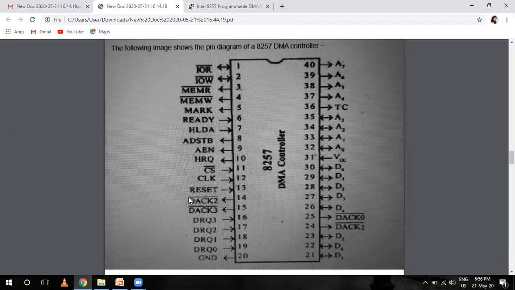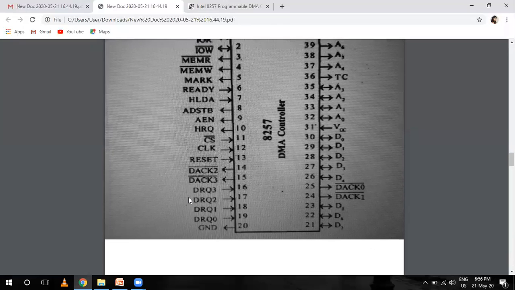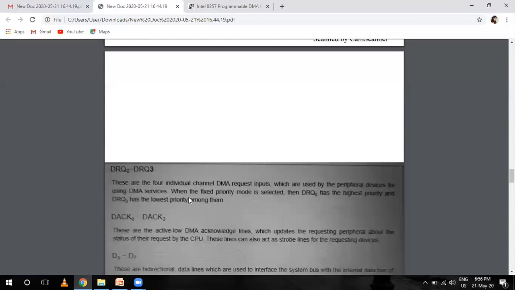You can see on the screen: DRQ, DACK, input output read, input output write, memory read, memory write, ready, HLDA, hold request, chip select, clock, reset, data pins, terminal count. TC is terminal count, CS is chip select, HRQ is hold request, AEN is address enable, ADSTB is address strobe. So let us discuss one by one.